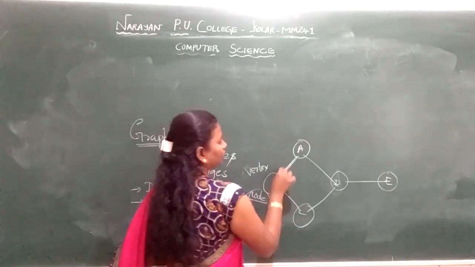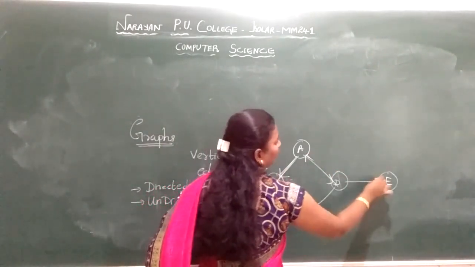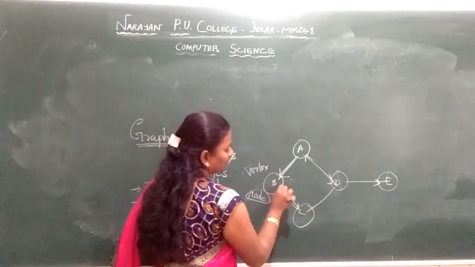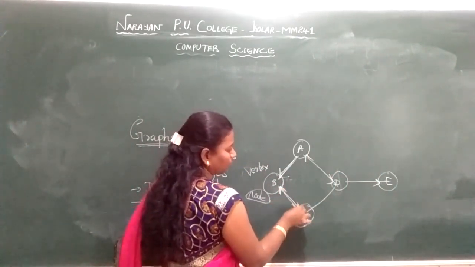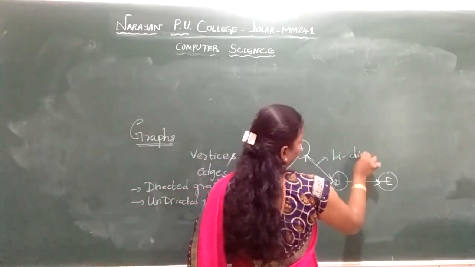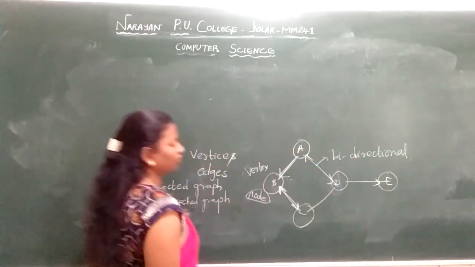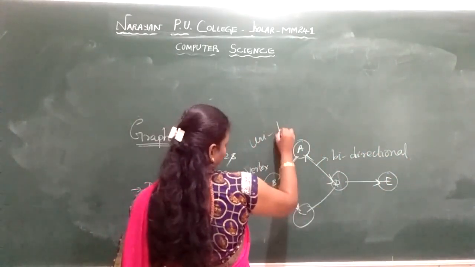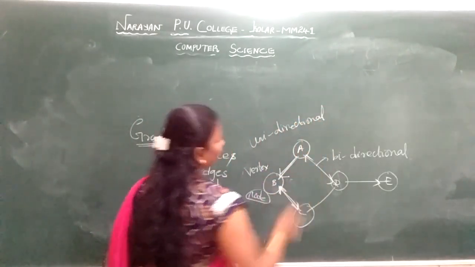If I give the direction, for example, like this, it is a directed graph. In the directed graph, as you see in the arc, I have shown both the ends of the arc with an arrow mark. This is bidirectional. If I have a single direction showing, this is unidirectional. So this is about a graph.